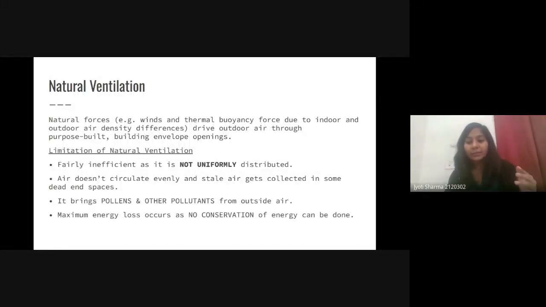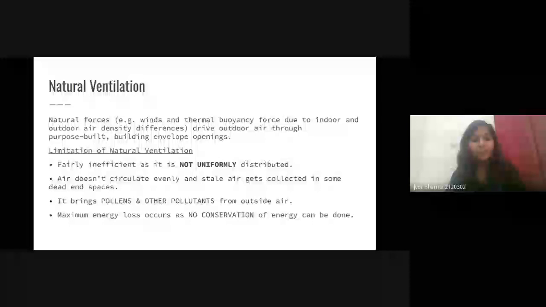Okay, so even if you have a house in Delhi with natural ventilation, again you may have a huge amount of pollutant indoors. Then the maximum air loss occurs, as no conservation of energy can be done, because it is natural ventilation.